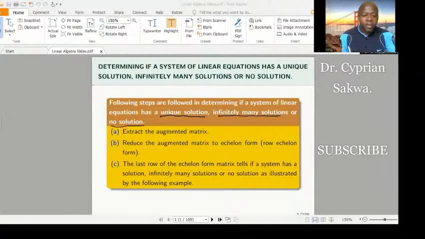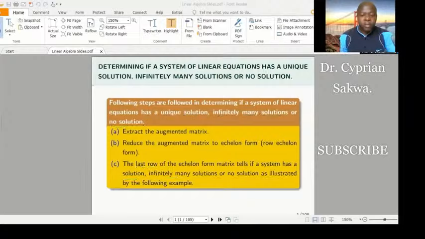What is important first is to extract the augmented matrix from the given system, and then reduce that augmented matrix to echelon form. Then with the echelon form of that augmented matrix, you look at the last row, and the last row will give us a lot of information about the nature of the solution to the system. The last row will tell us whether that system has one solution, or infinitely many solutions, or no solution. So it's the last row of the echelon matrix that gives us a lot of information.